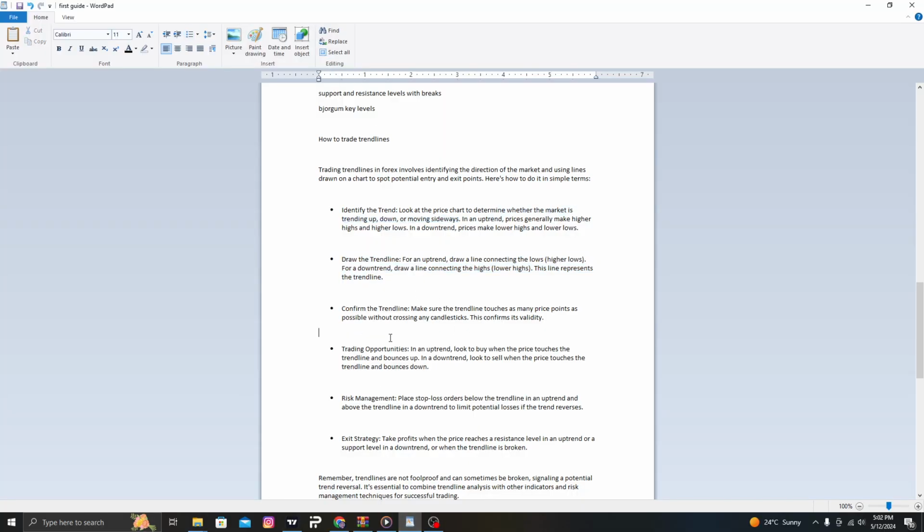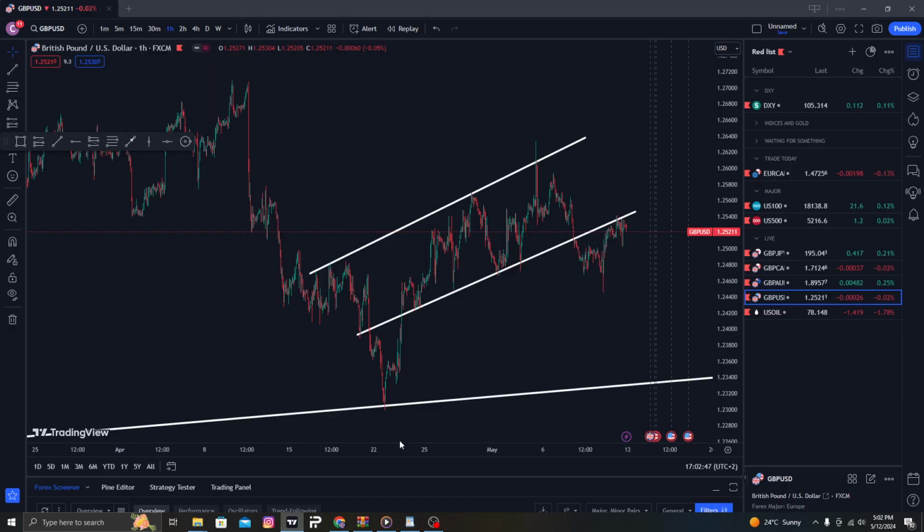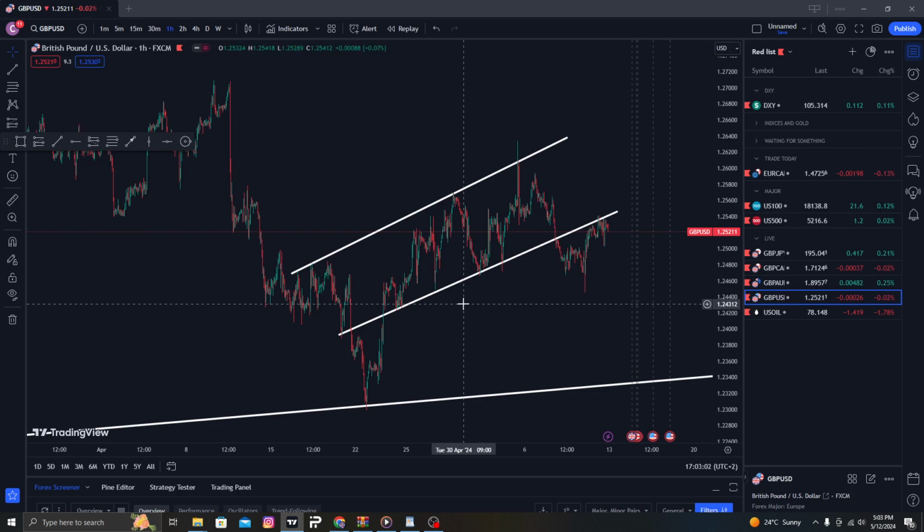Okay. The third point says confirm the trend line. Make sure the trend line touches as many points as possible without crossing any candlesticks. This confirms its validity. Basically it means that it confirms the trend line strength. You see how many touches here? 1, 2, 3, 4, right? It tells you that this trend line is strong. When you draw your trend line, make sure it has as many touches as possible to validate its strength. Does that make sense on the chat? Put a W.